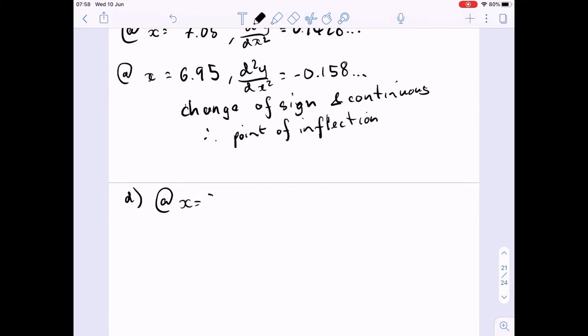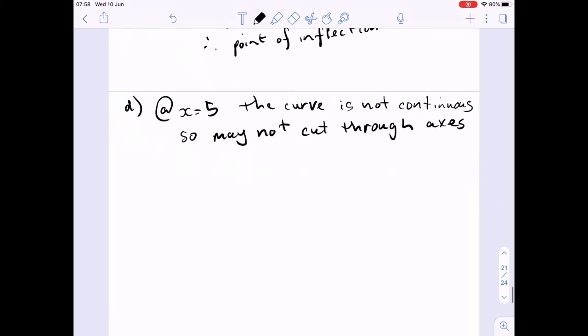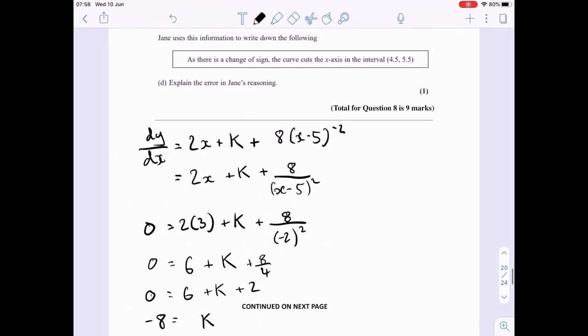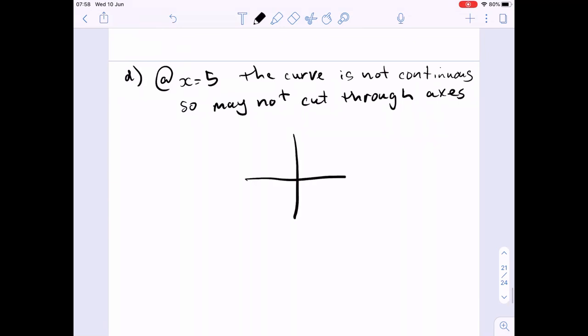So at x equals 5, the curve is not continuous. So it will not, well, we can't say will not, it might do, but it doesn't. So it may not cut through the axes. And if I want to do a sort of demonstration, what were her two values? 4.5 and a positive value. So I might do something along the lines of 4.5 positive there, and then just sort of show that there's a sort of asymptote like that.